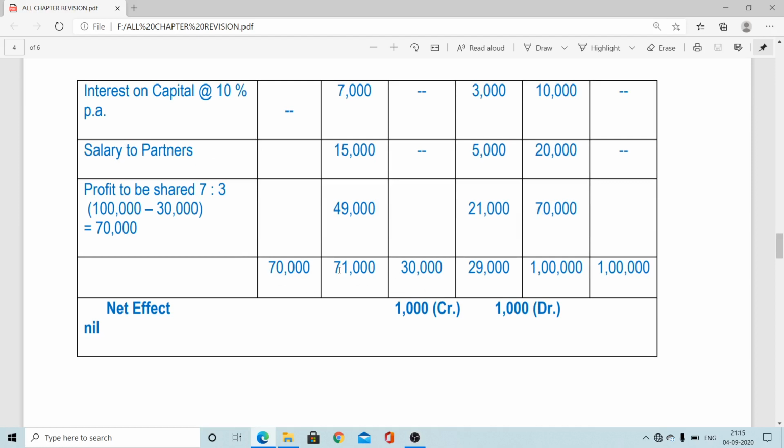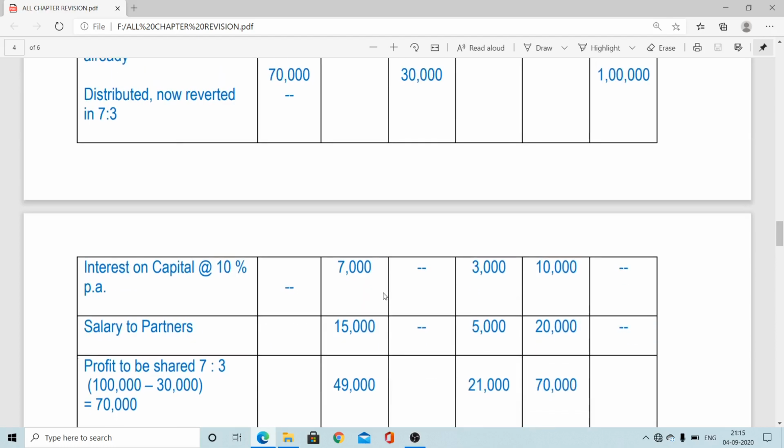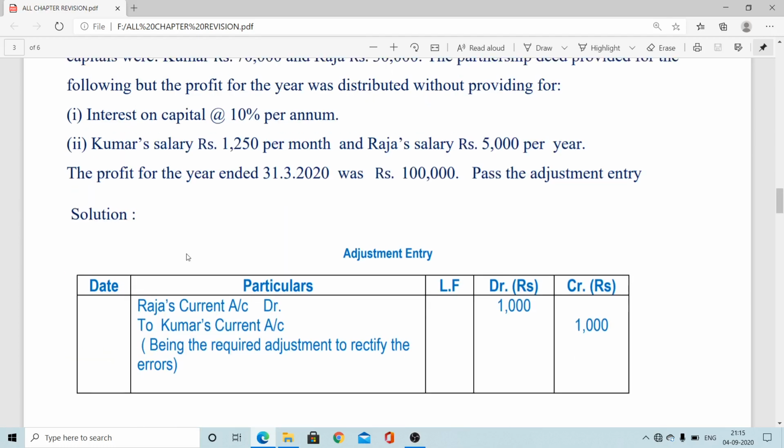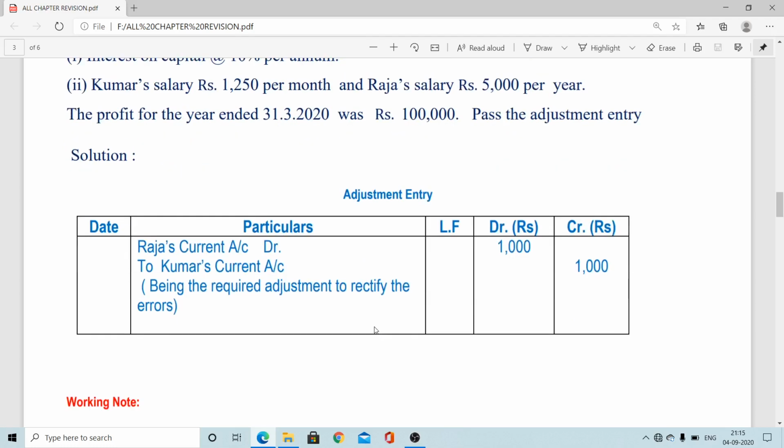Kumar has taken less, he should get 71, but he has taken 70. Raja, on the opposite, has taken 30, but he should get 29. So therefore the reverse entry, Raja's capital account or Raja's current account, as it is a fixed capital method, we can pass the entry here. Raja's current account 1,000 to Kumar's current account 1,000. So that way, we can solve that problem.